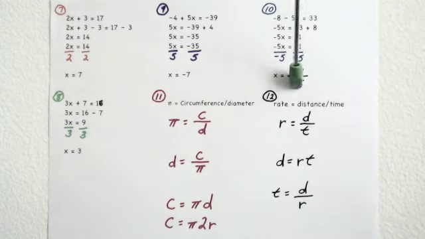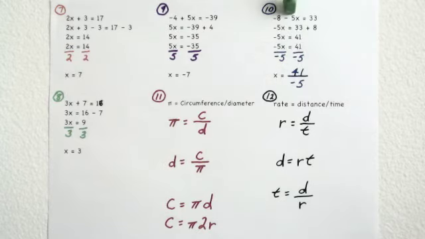Now, if I plug this into the original equation, let's plug this in here. I have negative 5 times 41 over negative 5, which equals positive 41. So I have negative 8 plus 41, which equals positive 33.